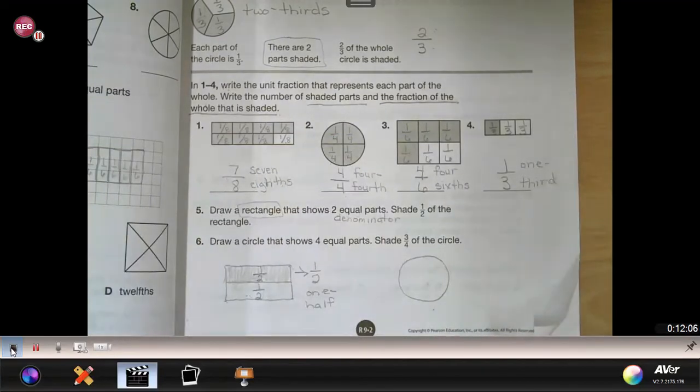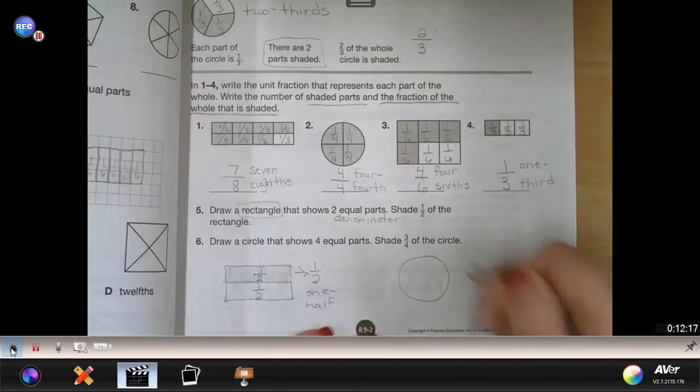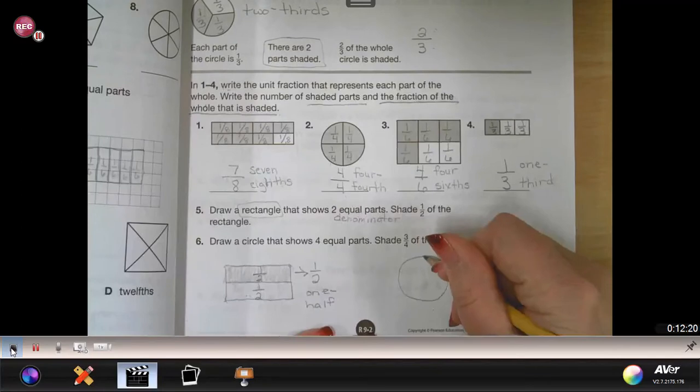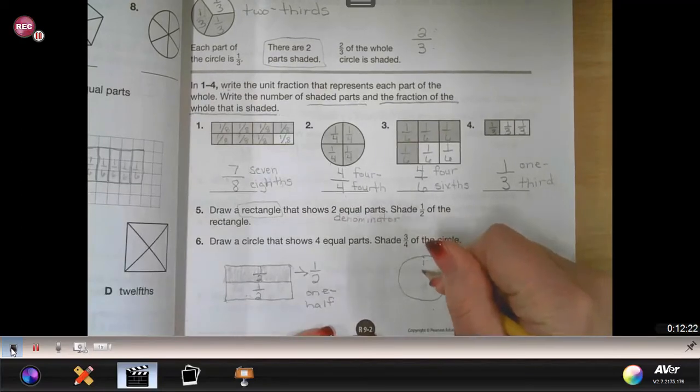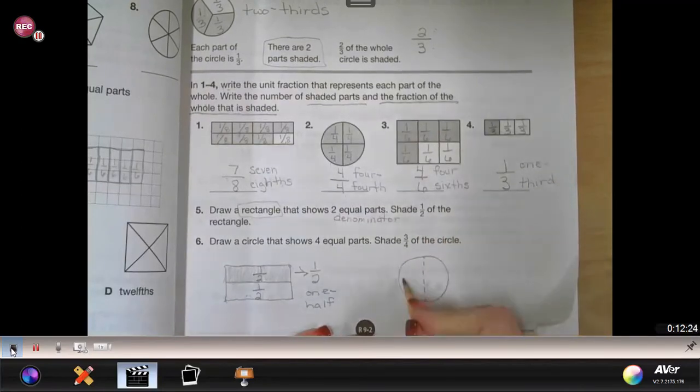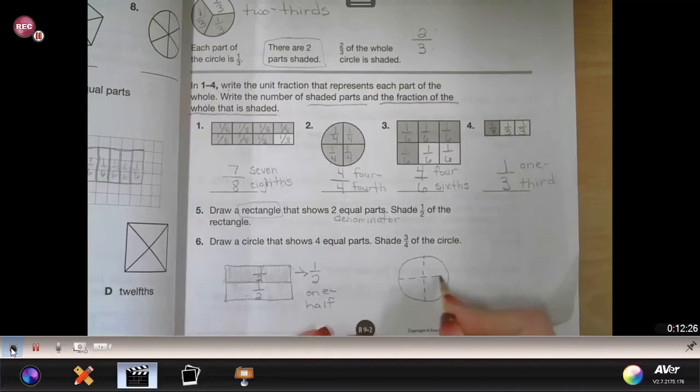If you want to get a coin, you could get a dime, a quarter, a penny. I'd get a quarter because it's a good size. But anything that has a circular type of shape, you could use to draw your circle. And then I'm going to partition it into 4 equal pieces.